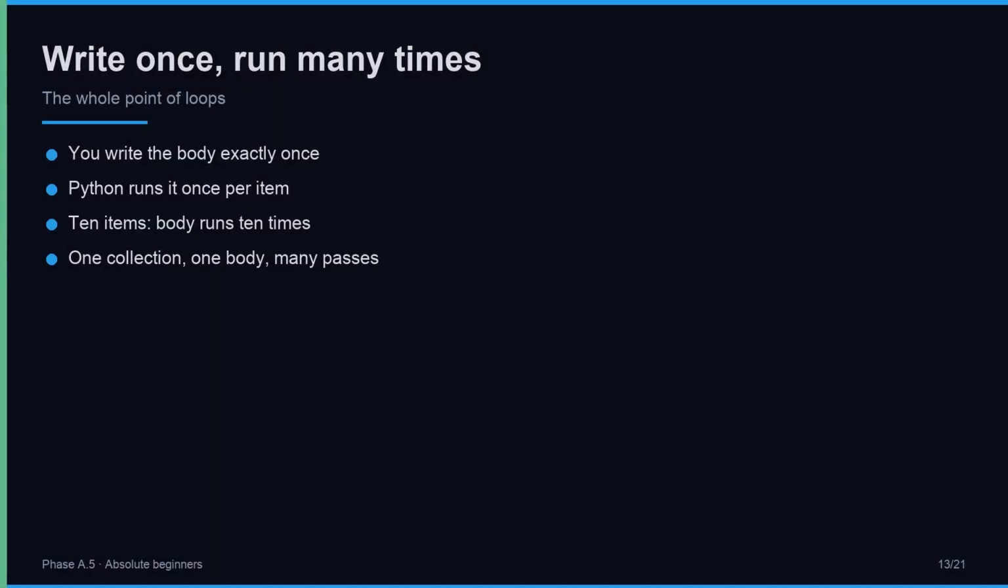Hold on to this idea, because it is the whole point of loops. You write the body once. You never copy and paste it. Python runs that same body once per item in the collection. If the collection has 10 items, the body runs 10 times. If it has 1,000 items, the body runs 1,000 times. The body never changes. Only the value of the loop variable changes, pass by pass. This is why loops are one of the most powerful tools in programming. They let one piece of code do a lot of work.